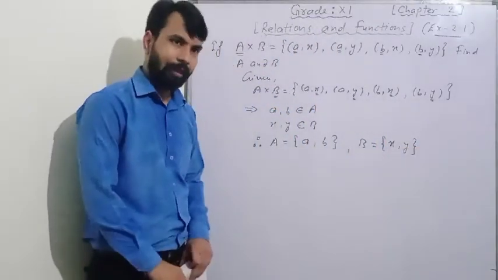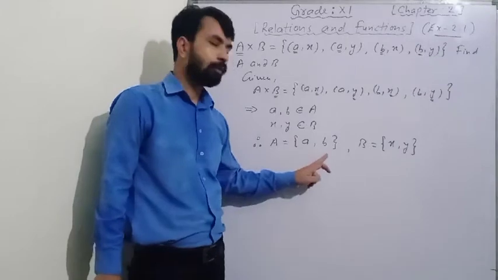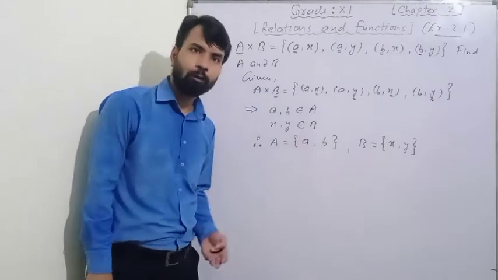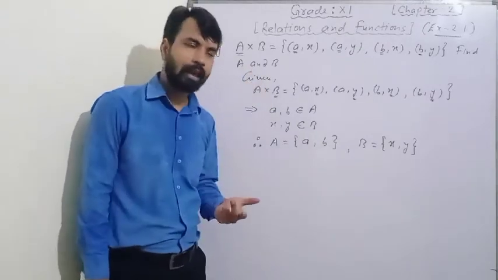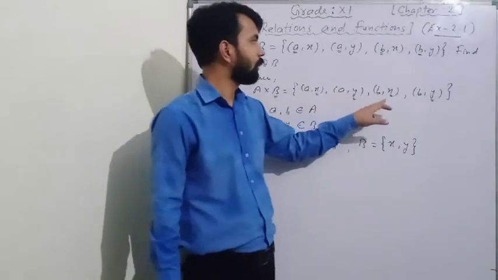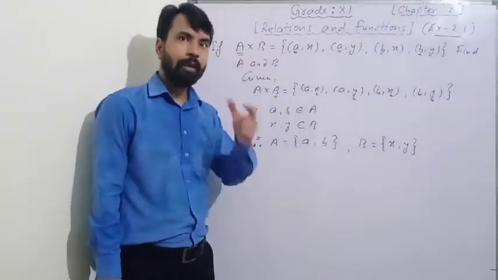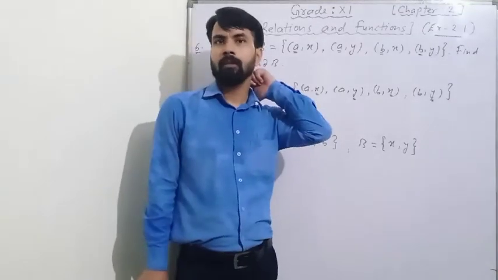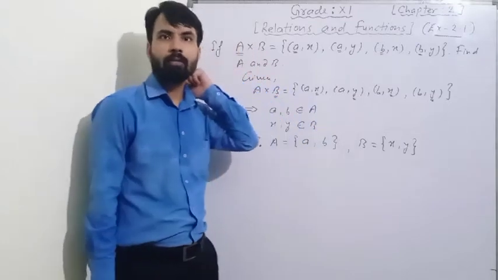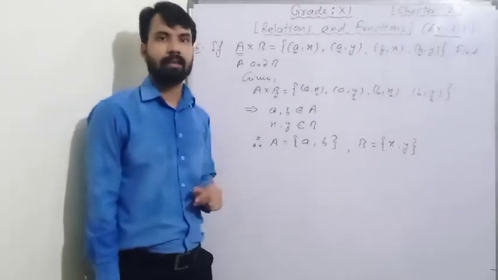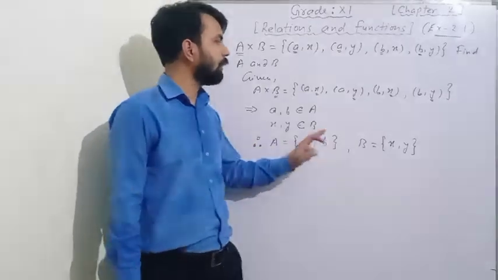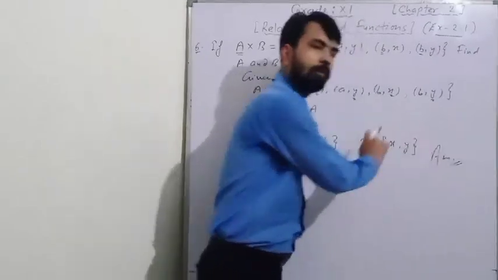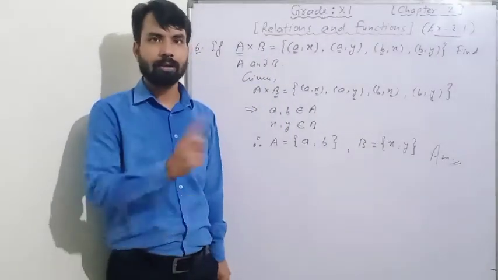Clear? We can check the number of elements. In A two elements are there, and in B again two elements are there. So 2 twos are 4. So in A cross B there are 4 elements. So count: 1, 2, 3 and 4. Understood? So if the Cartesian product of two sets is given, then the very first element of each ordered pair belongs to the first set and the second element of each ordered pair belongs to the second set. Understood? So set A is {a, b} and set B is {x, y}. This is our answer. Hope it is clear? Good. Pause the video, note it fast.